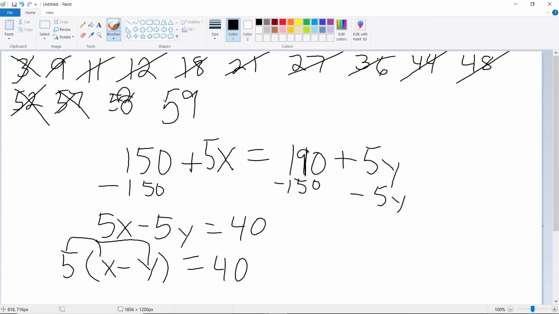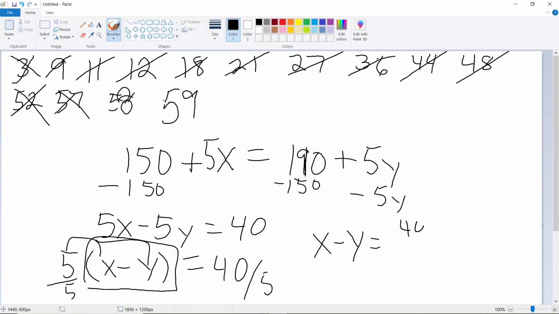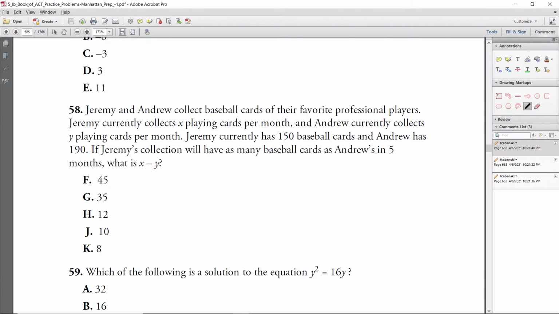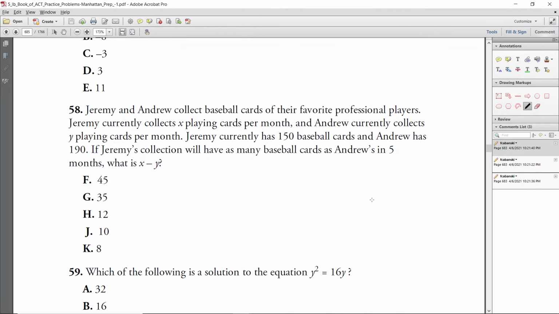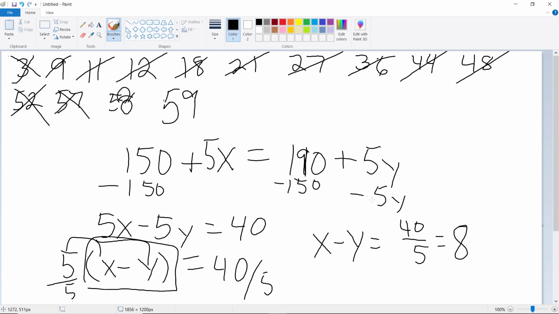And now since I'm solving for X minus Y, I just divide both sides by 5. So X minus Y equals 40 over 5. 40 divided by 5, you can do it on your calculator, equals 8. And that should be answer K. Well, it seems like there's a lot of K's around here, but that's it. All right, there's 58. And we have one more to do.